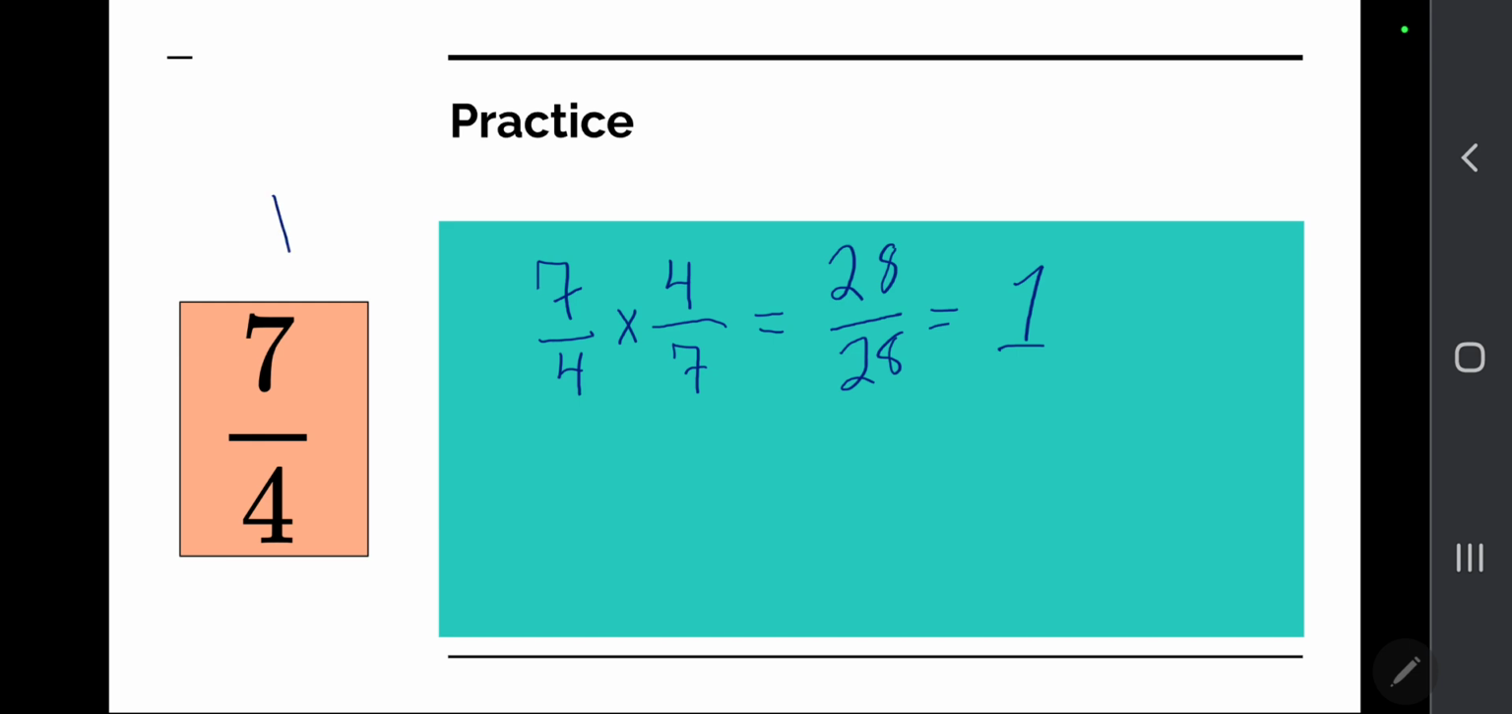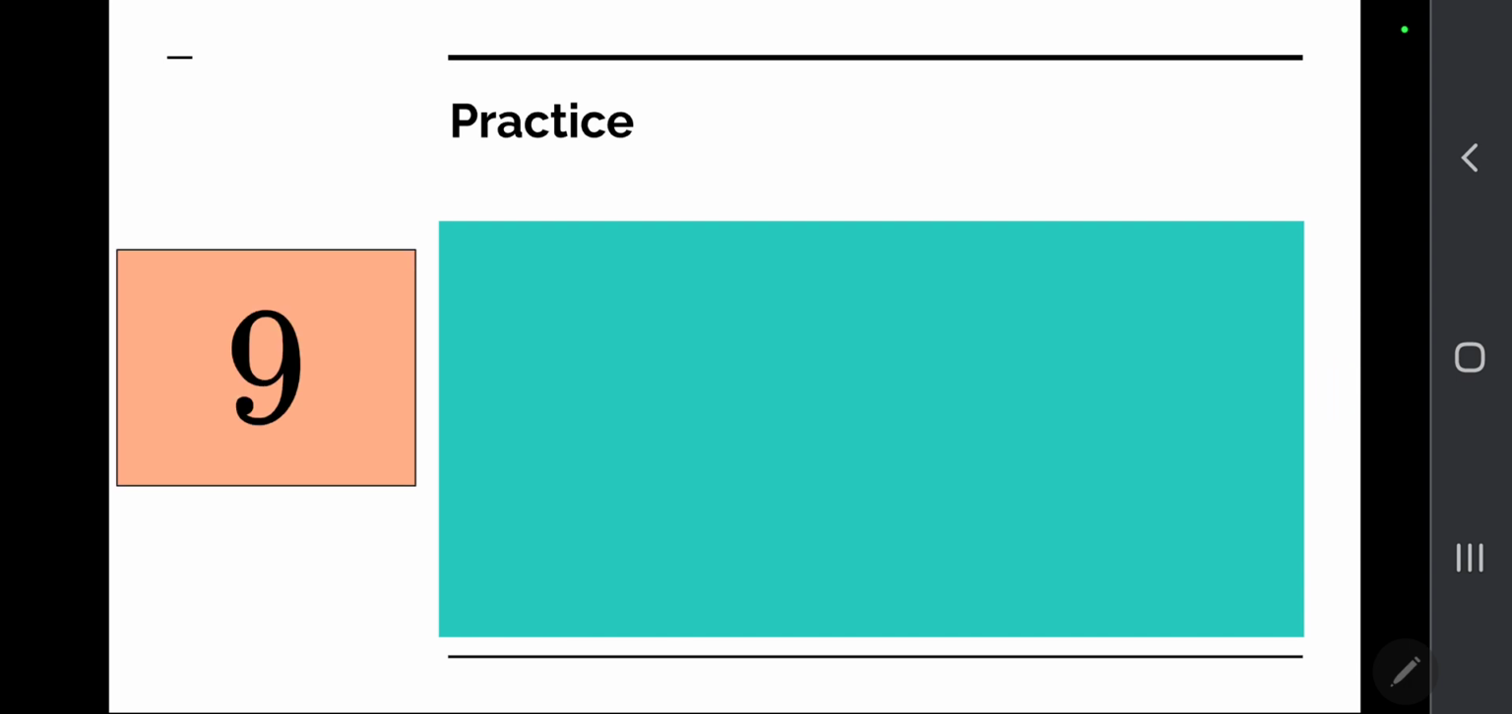Oh, and look here, we started off with what kind of fraction? With an improper fraction, and the reciprocal became a proper fraction. All right, let's do another little exercise here.